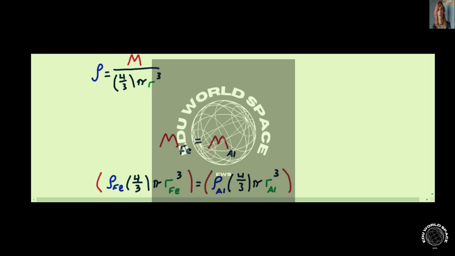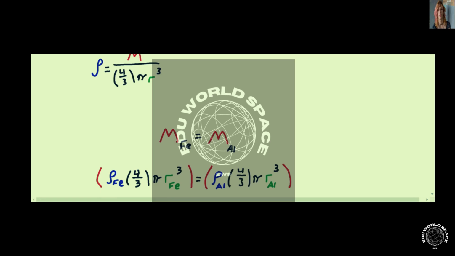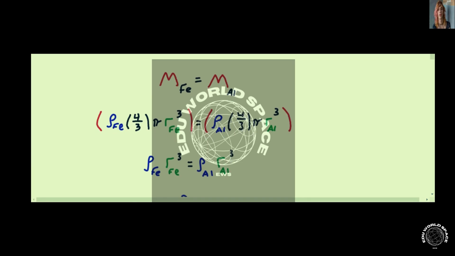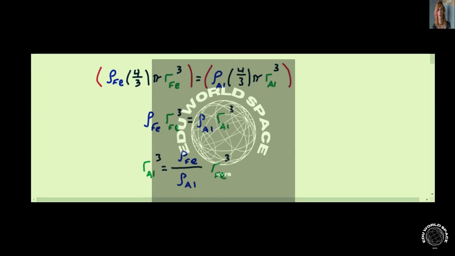So at this point, it's just going to be algebra, solving for this r. And right off the bat, we can see that they both have this 4/3 pi. It's a constant term, so we're allowed to just cancel it on both sides of our equation. So we'll have rho Fe times r Fe cubed is rho aluminum times r aluminum cubed. So at this point, we bring our rhos over, and then we take the cube root. So we'll have r aluminum cubed is this fraction here times r of iron cubed.